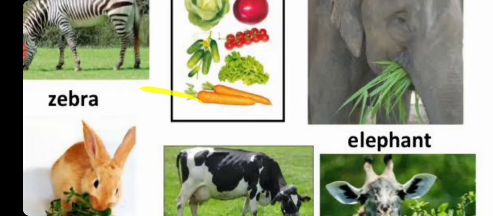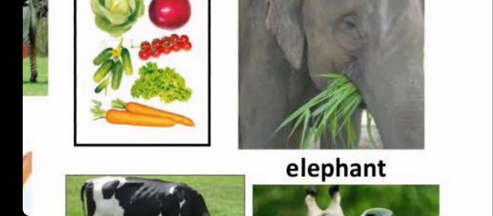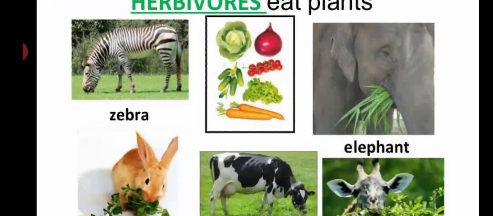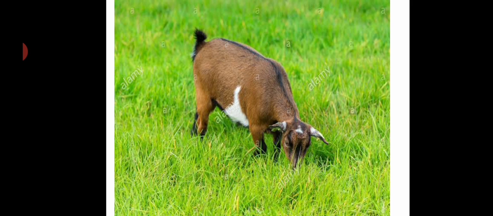Another example I have is elephant. Can you see the elephant eating grass? It's a herbivore. Herbivores eat plants as their major food. They get all their nutrients from plants. Another example is goat. What is this goat doing? It's eating grass. That's the major food goats eat. They get their nutrients from eating plants.